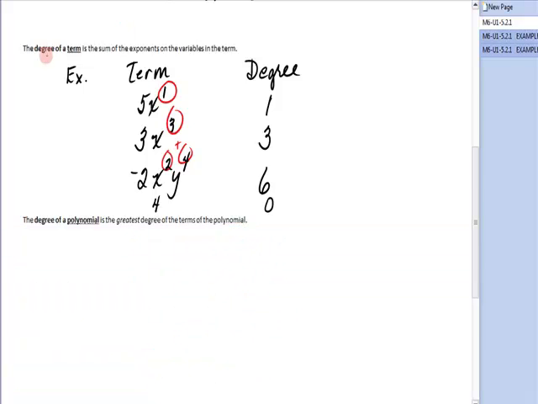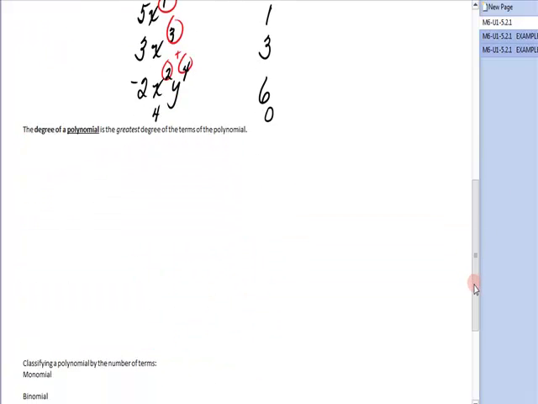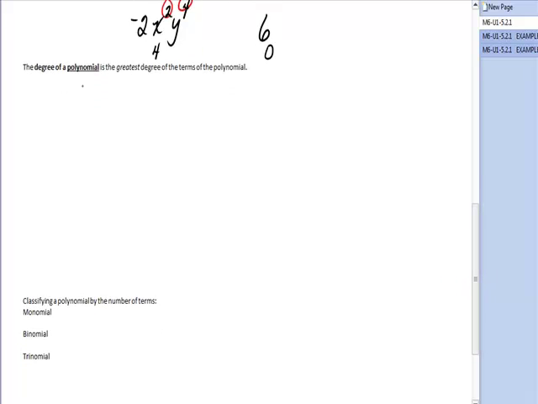Now, that was degree of a term. Now, a term is just a building block of a polynomial.